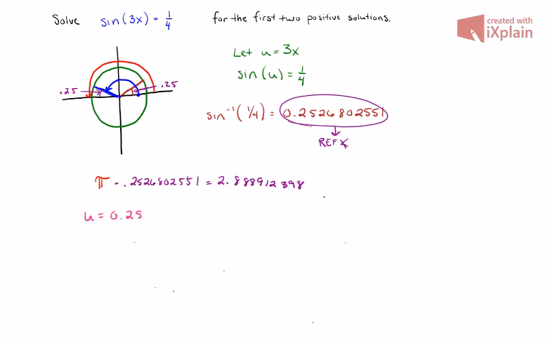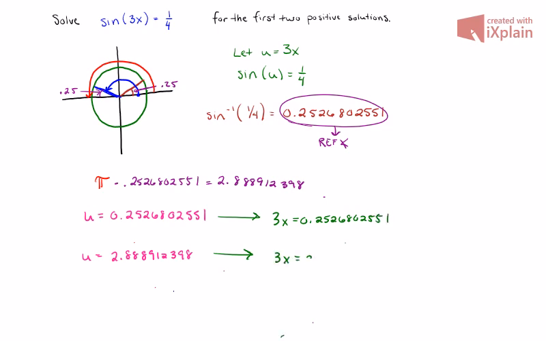Okay, so again, we're not quite done, because in this situation I know that the variable u is equal to that 0.25268025551. And I also know that u is equal to 2.888912398. So I need to translate this over. So I need to take it out of its substitution. So I actually know that 3x is equal to 0.25268025551. And 3x is also equal to our other angle measure that we uncovered.